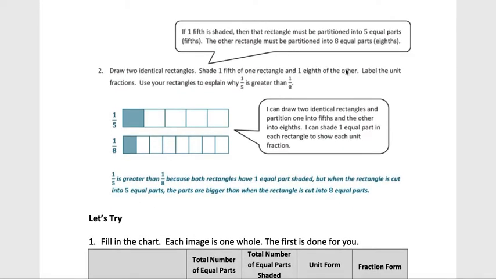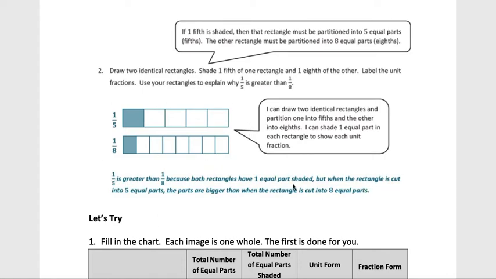All right. I would like for you to also pay attention to this second part of the new material. It says draw 2 identical rectangles. Shade 1/5 of one rectangle and 1/8 of the other. Label the unit fraction. Use your rectangles to explain why 1/5 is greater than 1/8. So it says I can draw 2 identical rectangles and partition one into 5ths and the other into 8ths. I can shade 1 equal part in each rectangle to show each unit fraction. Notice how the rectangles are the exact same length and size.